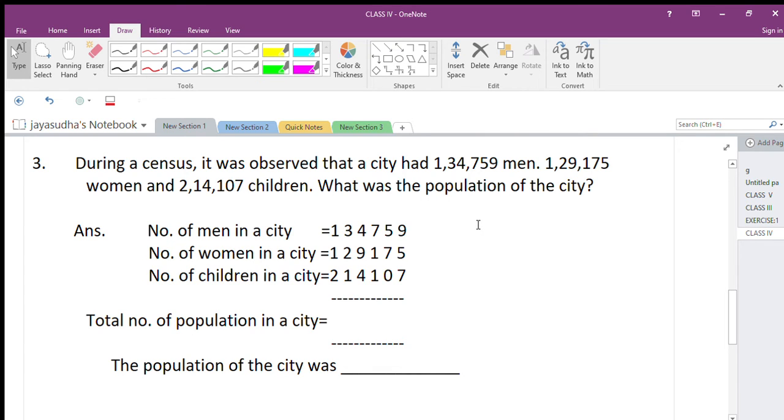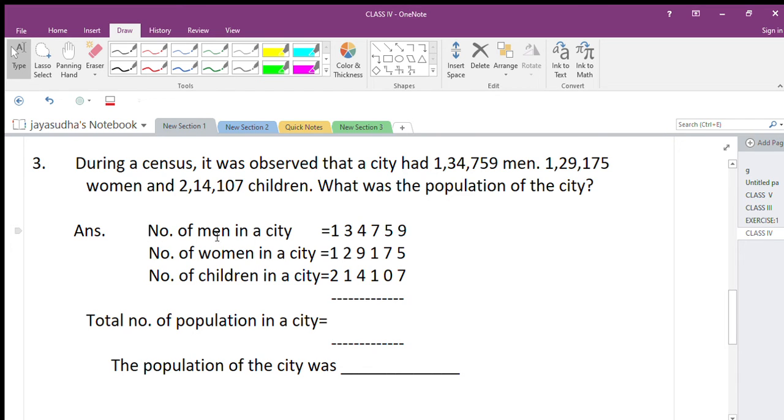For example, in your home there are 2 men, 2 women, 2 children. What is the total population in your home? 2 plus 2 plus 2, that is 6 members in your home. In the same way, here you want to add the number of men, the number of women and the number of children. You add these 3 and you get the population of the city.